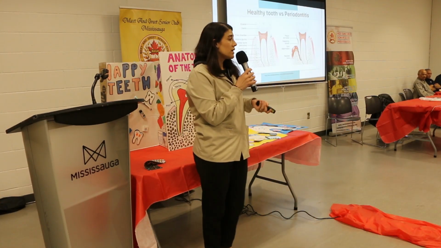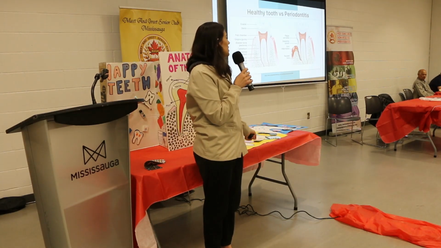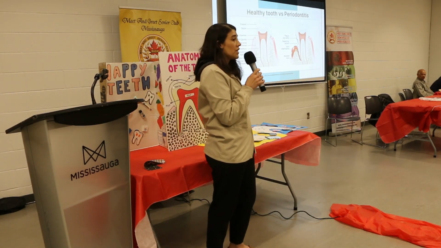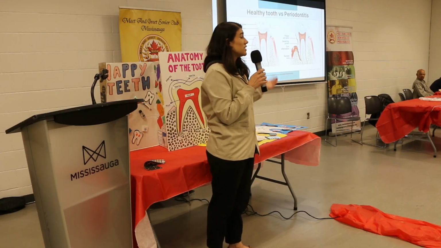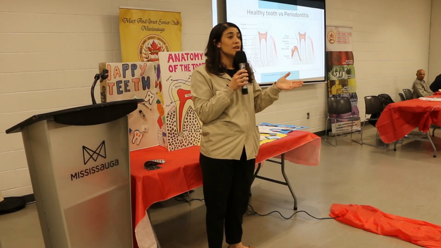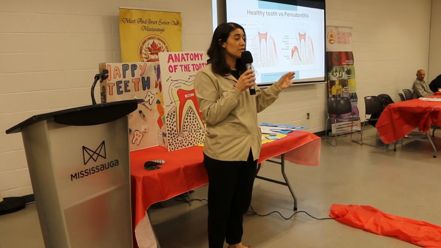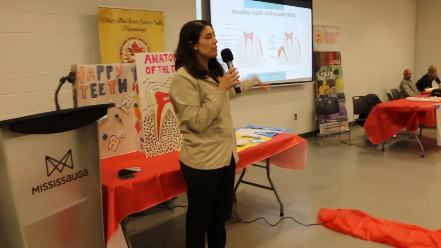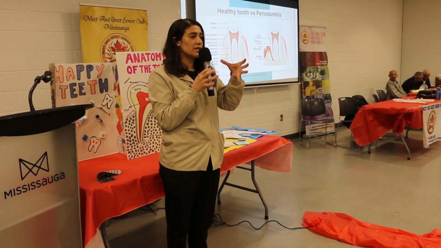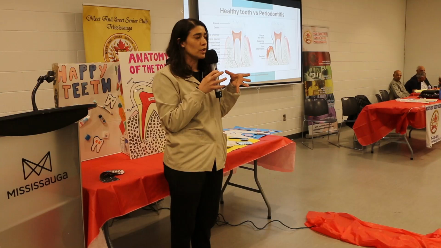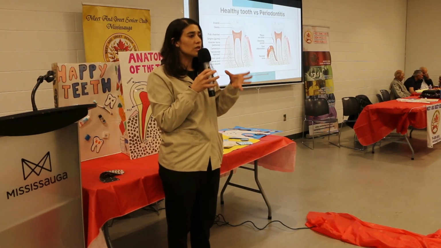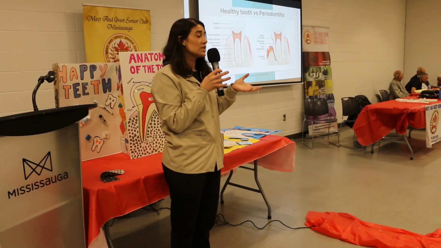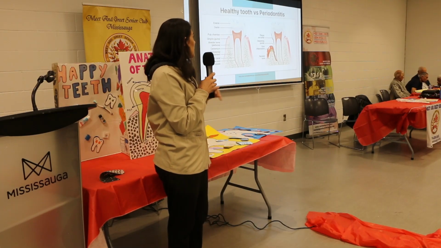The next one that I'm going to show you is an image showing the difference between a healthy tooth and a tooth with periodontitis. As you may know, the suffix "itis" means inflammation, and the periodontium is the name of the tissues that surround the bone. So periodontitis is known as inflammation of the tissues that surround the teeth, which is the bone.